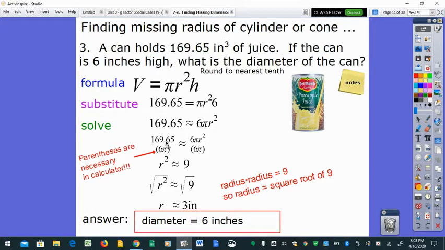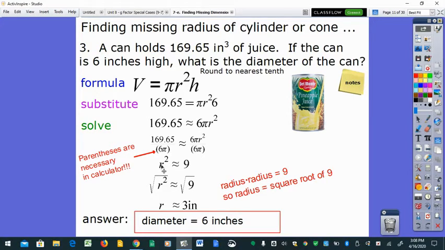So 169.65, hit your division button, your parenthesis, 6 times pi, your end parenthesis, and hit equals, and you should be seeing the number 9. But that doesn't equal the radius. That equals the radius squared. Here is that last step I kind of mentioned: we can't just go on with our 9 and think that's the radius. We have to undo the squaring.